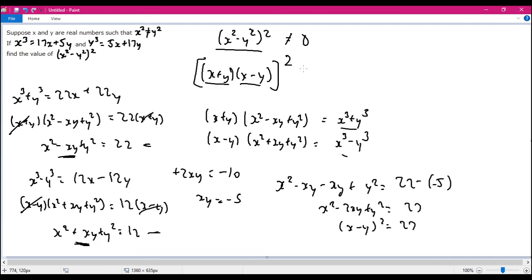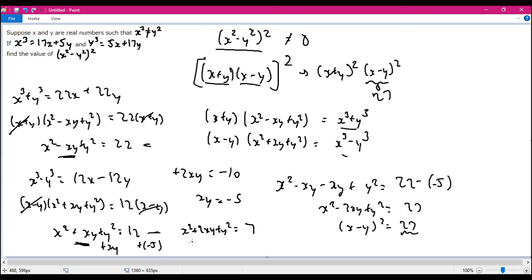But also notice that we are squaring them in the end. If we distribute this square out, x plus y squared, x minus y squared. This is exactly what we arrived at here. This is 27. Now we can do the same thing on this side. We'll add xy, which means we're adding a negative 5. We can factor this. x squared plus 2xy plus y squared equals 7. And this is x plus y squared equals 7. And this is what we have here. So our answer must be 7 times 27, or 189.